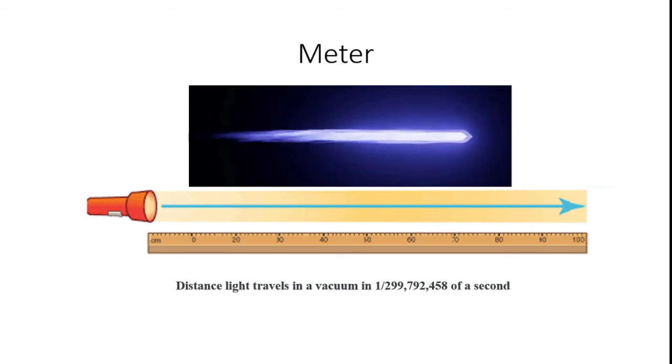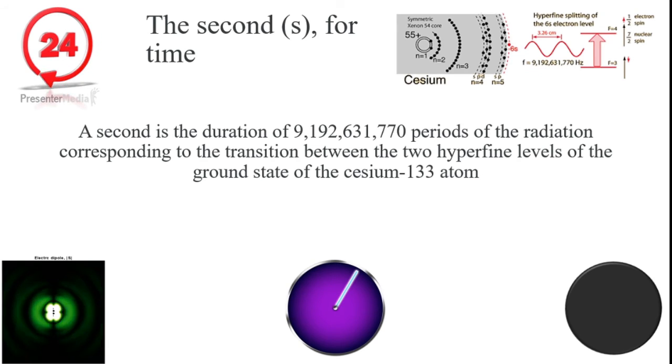Here I have another question. How can I represent second? Yes, the second is for time. The second is the duration of 9 192 631 770 periods of the radiation corresponding to the transition between two hyperfine levels of the ground state of the cesium 133 atom. So the atom radiation time between two pulses is known as the second. Engineering always follows the second unit.